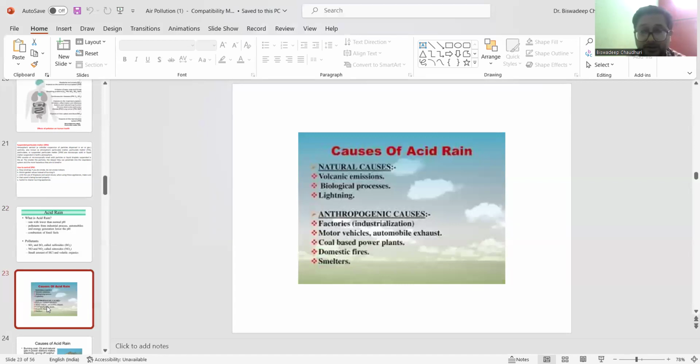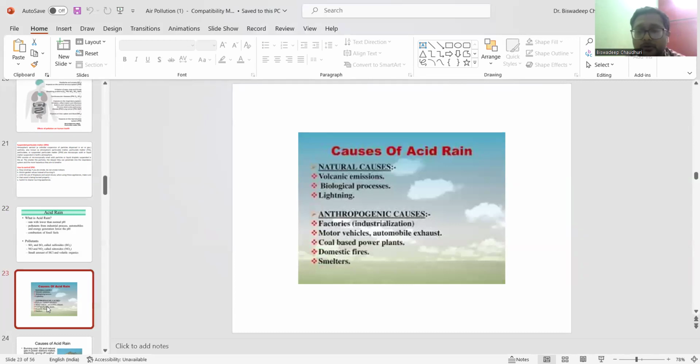Now, come to the next slide. Causes of acid rain. There are basically natural causes and anthropogenic causes. Natural causes means volcanic emission, though it is very rare that we are having volcanic emission now. Some in Japan, some in Canada, it is there. The amount is very low. Then biological processes, various decomposition of dead bodies. These things happen in forests or in the natural environment.